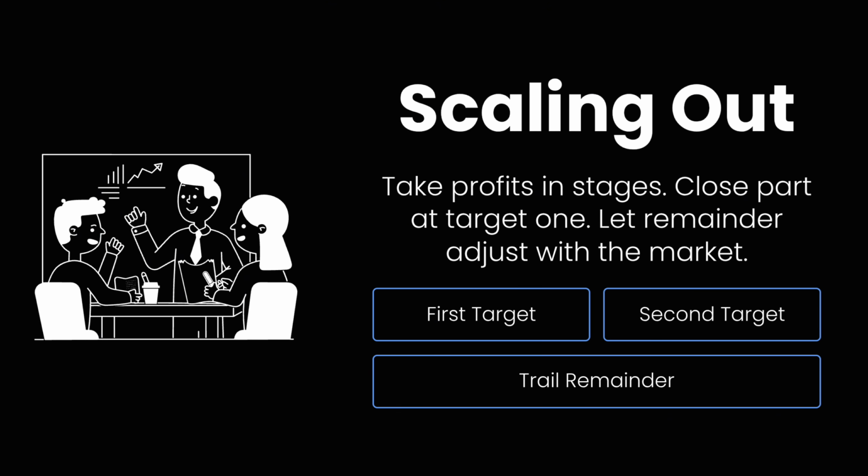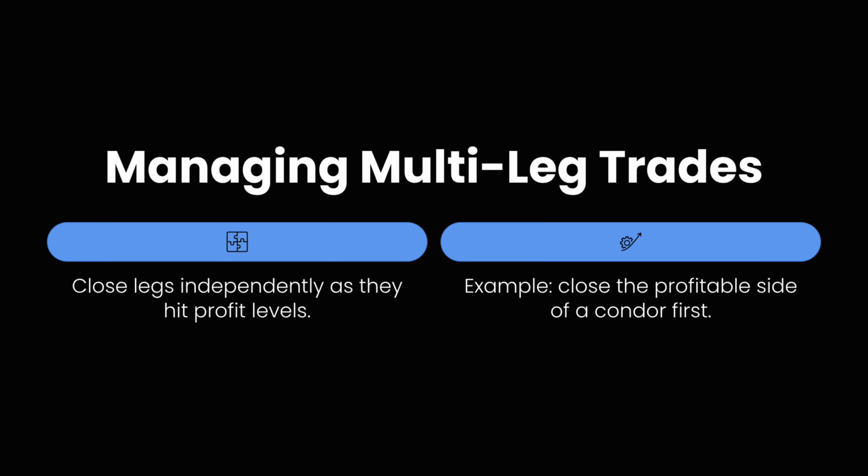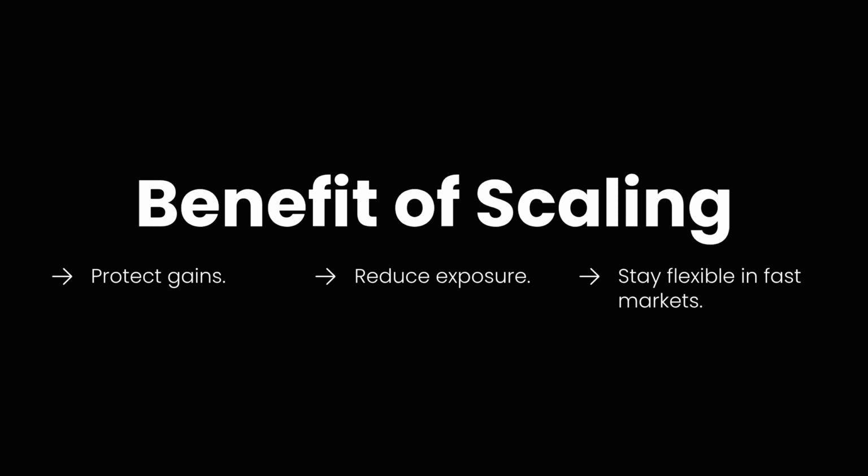Scaling out is equally important. Instead of closing a position all at once, take profits in stages. Close part of the position at your first target, then manage the rest based on how the market behaves. With multi-leg trades like credit spreads or condors, you can close each leg individually as they hit profit levels. Scaling this way protects your gains, reduces exposure, and gives you more flexibility while the market is moving.